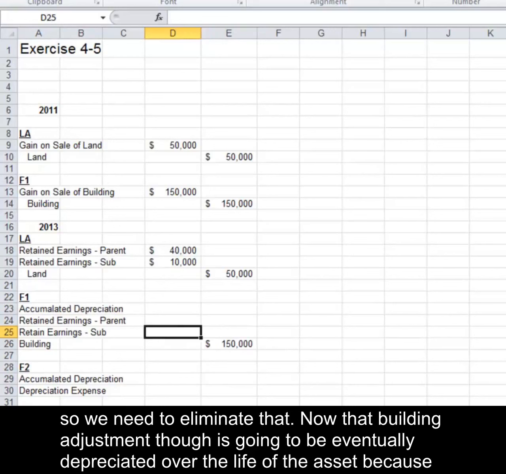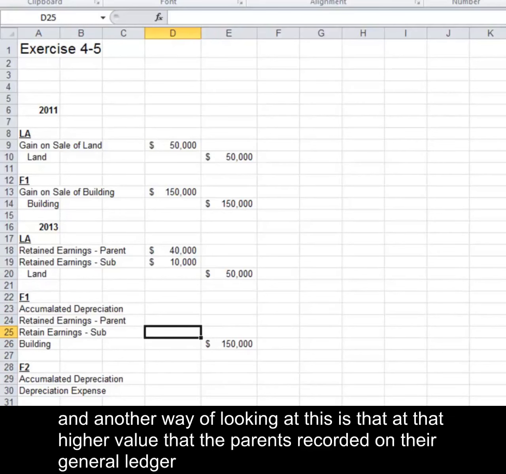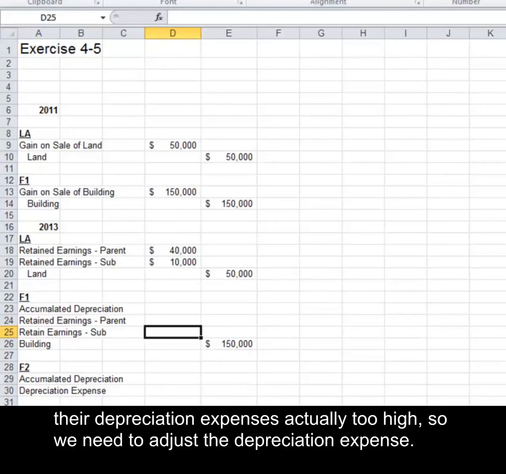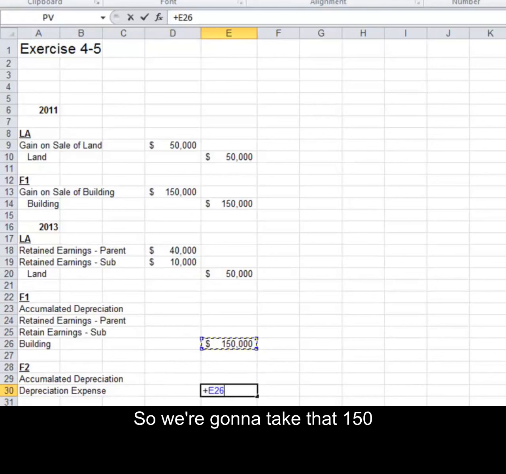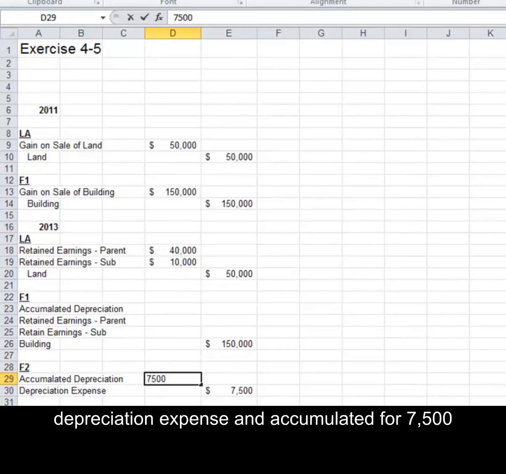Now that building adjustment is going to be eventually depreciated over the life of the asset because it doesn't have indefinite value like land. Another way of looking at this is that at that higher value the parent recorded on their general ledger, their depreciation expense is actually too high, so we need to adjust the depreciation expense. So we're going to take that $150,000 and depreciate it over the 20 years given in the book, and each year we're going to adjust depreciation expense and accumulate it for $7,500.